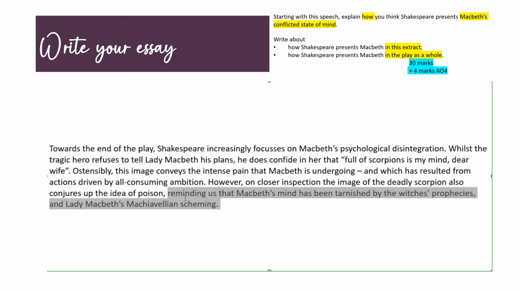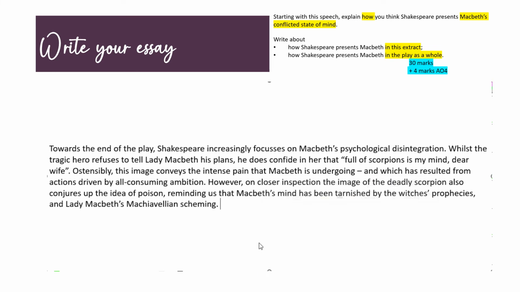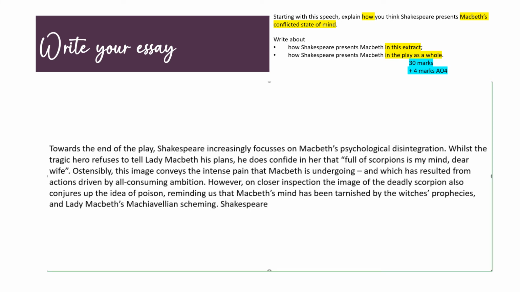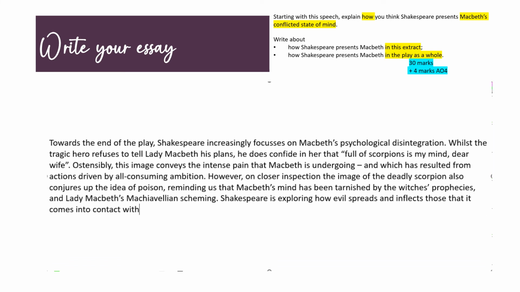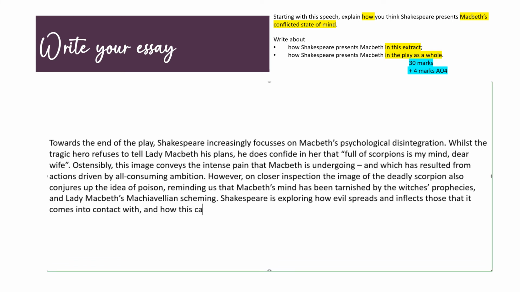Then I'm explaining why Macbeth's mind is in this state. Well, it's been tarnished, hasn't it, by the scheming of other characters and also by himself. There's a whole debate there that we could go into if we had time. So I'm going to then move on to the big idea, the key concepts, and I'm going to say that Shakespeare is exploring how evil spreads and infects those that it comes into contact with, and how this can destabilise the leadership of a nation.